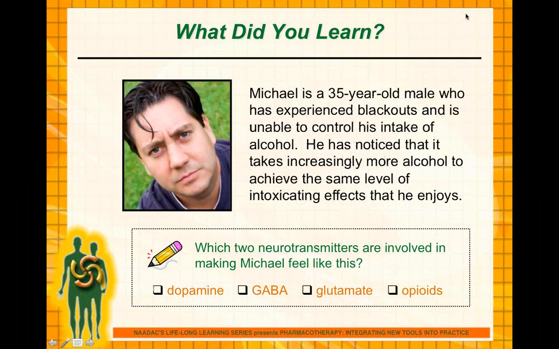Okay, so now we've got Michael, who's a 35-year-old male who has experienced blackouts and is unable to control his intake of alcohol. He's noticed that it takes increasingly more alcohol to achieve the same level of intoxicating effects that he used to enjoy. So which of these two neurotransmitters do you think are involved in making Michael feel like this? So just take a second there. You can pick amongst dopamine, GABA, glutamate, or opioids. Okay, let's see what you got here.